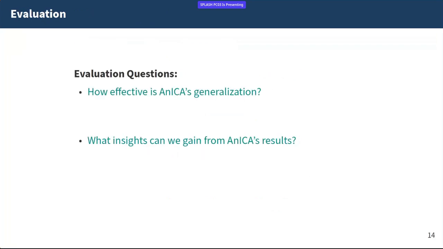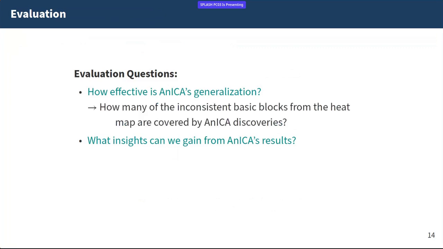So we implemented this approach and performed some evaluation. We went into two directions. On the one hand, we wanted to have quantitative results about how effective the generalization, which really is the key of the thing, is. For this purpose, we revisited the heat map from the beginning and wanted to see how many of the inconsistent basic blocks there we could find through our testing approach. On the other side, we also wanted not only to rely on numbers, but also look into the results and see whether there are insights that can be gleaned from them, for which we have several case studies, some of which I'm going to present in the end of this talk.